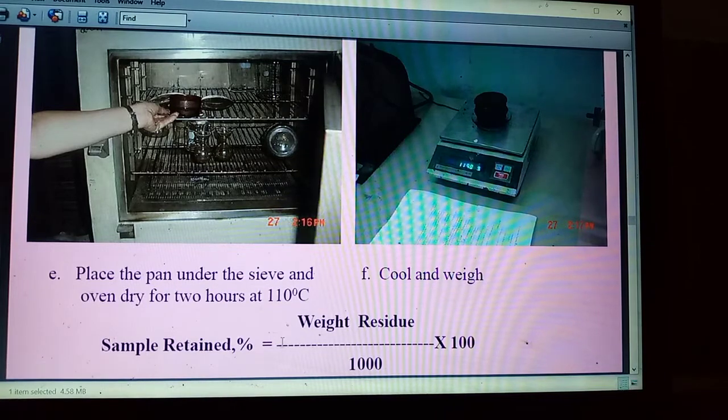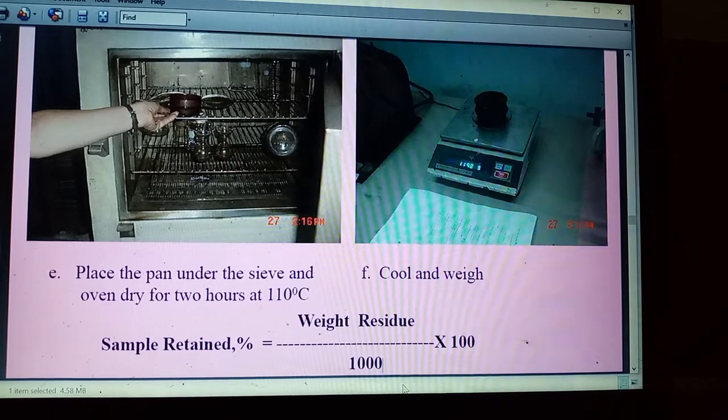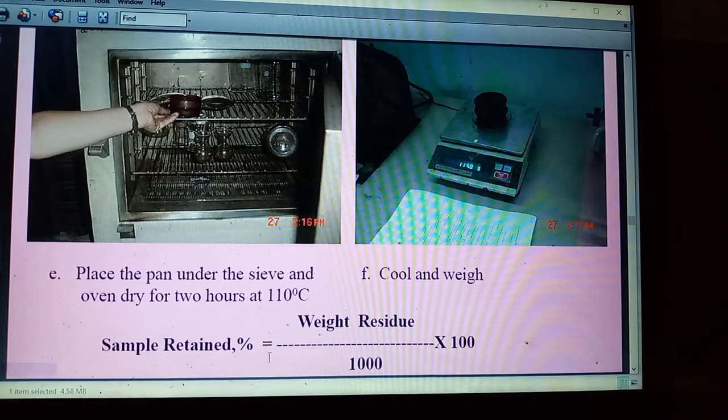Yung sample retained mo is equal to weight of residue divide 1,000. Okay? Kasi 1,000 liters yung ginamit natin na asphalt. Kaya ganun, 1,000. So, kapag hindi umabot ng 1,000 yung ginamit mo, for example, 100 or 200, yun yung ilagay mo instead of 1,000. Okay? So, weight residue over 1,000 ml na original niya na volume ng asphalt, i-times mo sa 100, yun yung sample retained in percent mo.